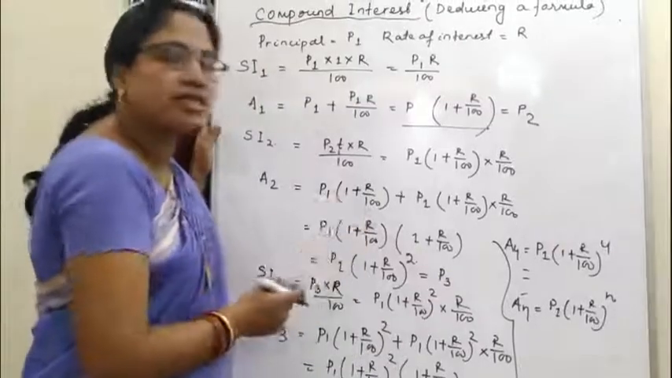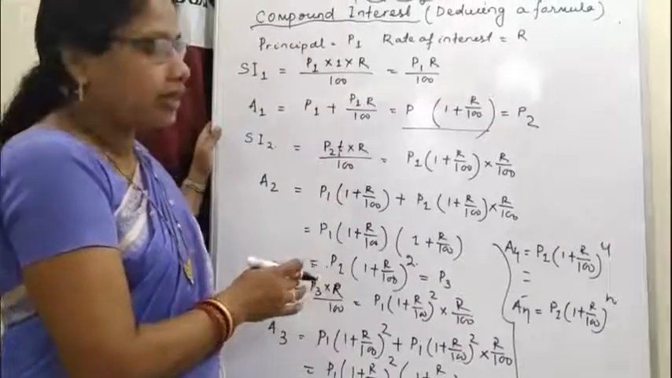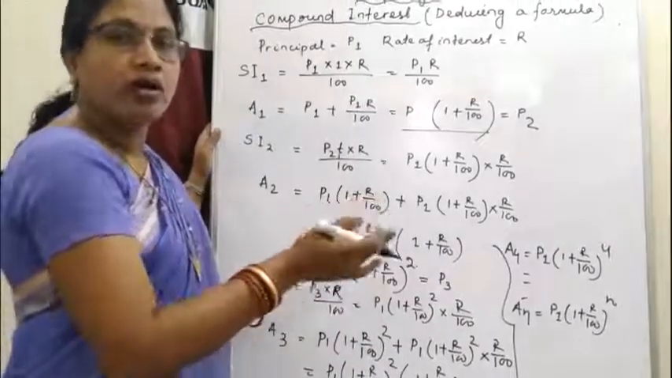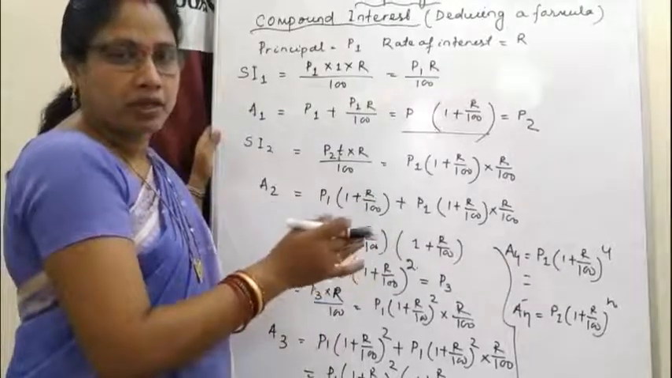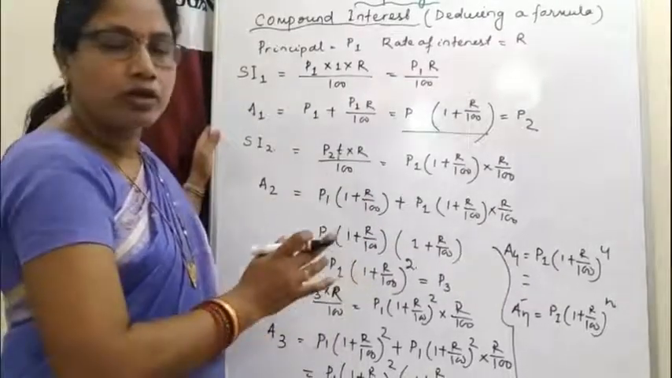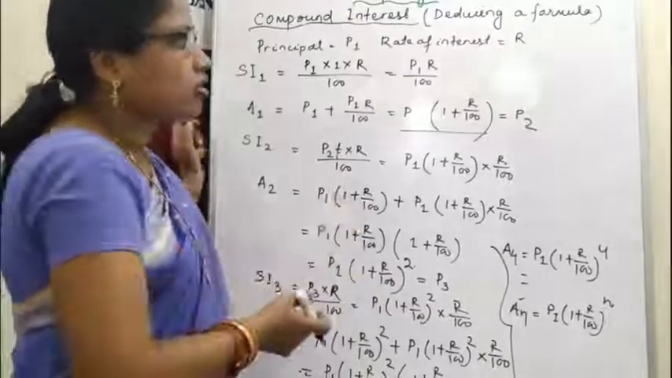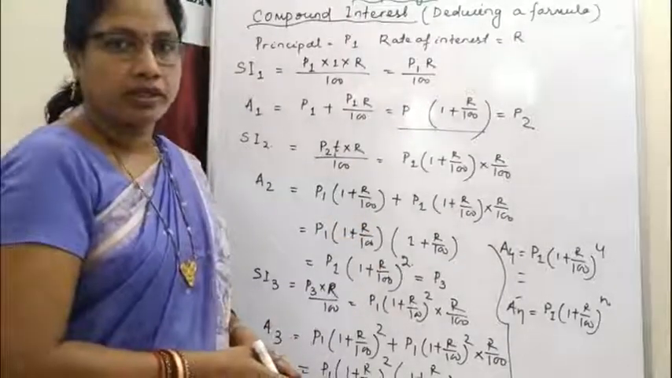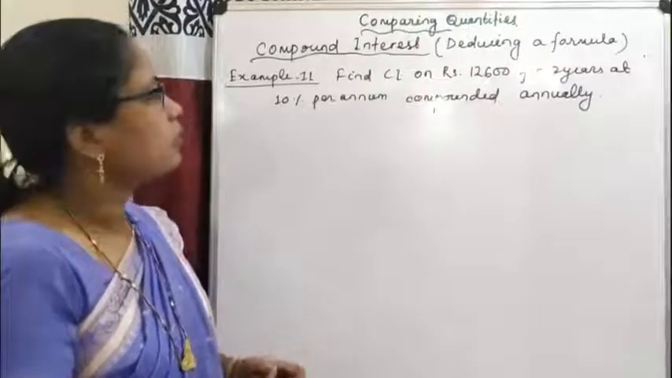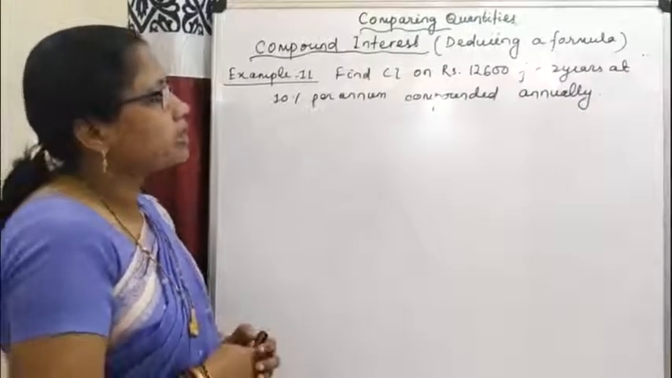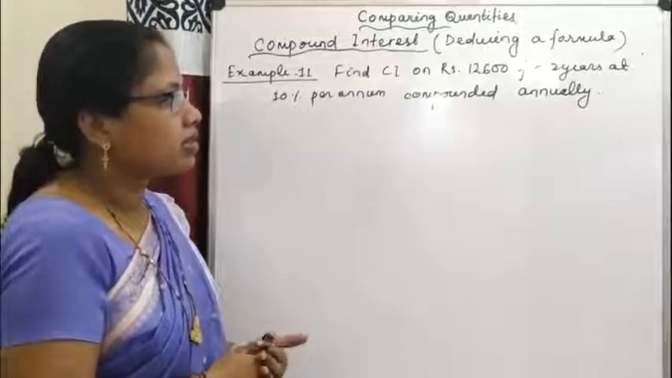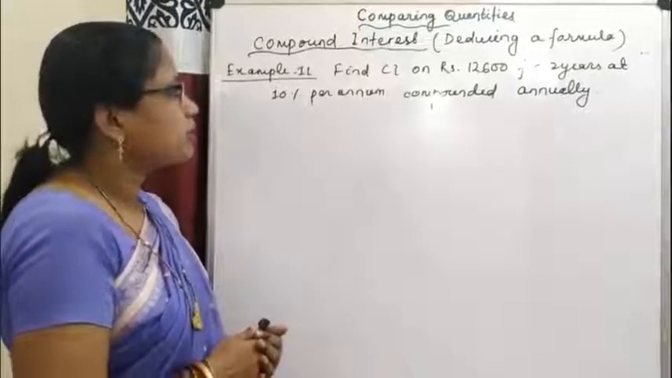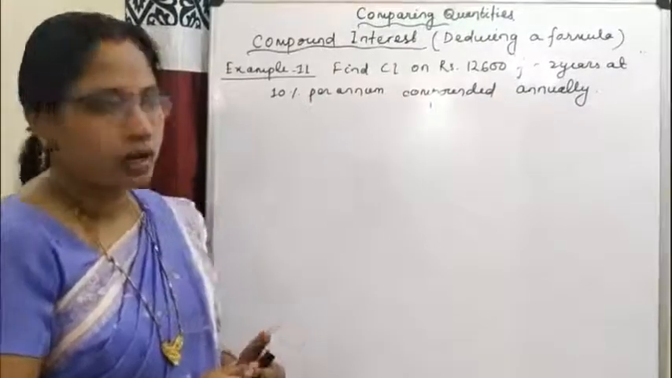If interest is calculated semi-annually, then n will be the number of time periods. That means in a year there are 2 time periods. So let us solve some examples by using this formula for compound interest. Let us solve this example. Find compound interest on rupees 12,600 for 2 years at 10% per annum compounded annually.